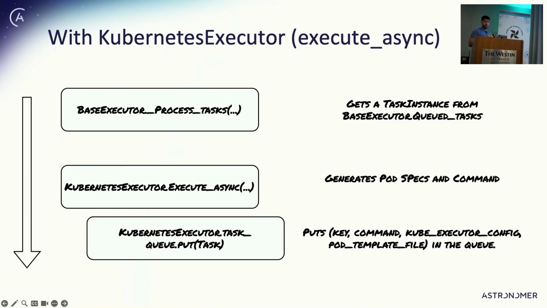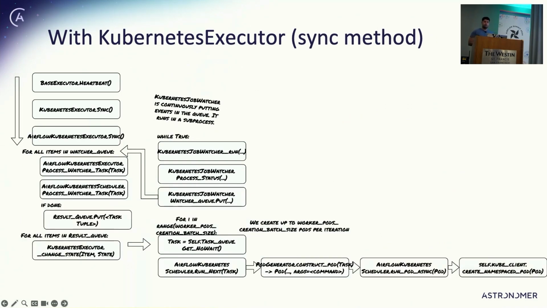Unlike with Celery, in kubeexec, the executor does not submit tasks for execution synchronously in the process tasks method. Rather, process tasks calls the execute async method in the Kubernetes executor instance, which generates the configs required to create a pod spec and a command to run the actual task payload. These values are inserted as tuples in the kubeexec task queue, which is examined in the sync method. The sync method in kubeexec is very complex. It's called, once again, during the executor's heartbeat method.